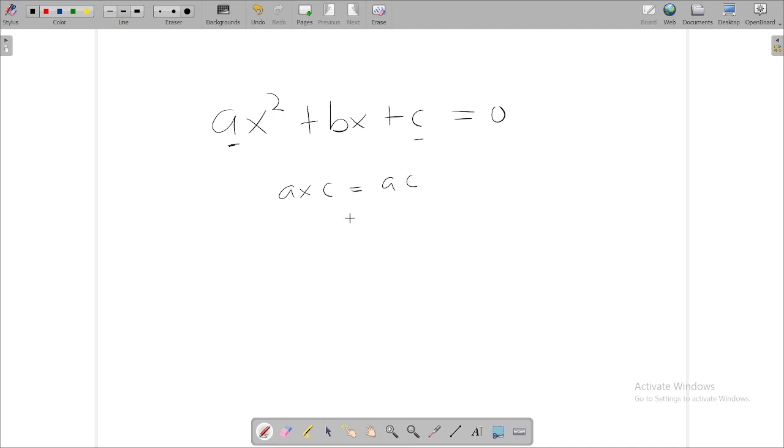The next thing we look out for is the factors of ac such that if we sum them, they should give us the coefficient of x, which is what? B. And when we get to this point, the next thing we do is to group like terms and factorize completely. So let us look at an example in this form.